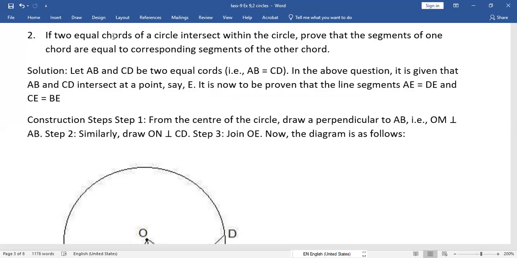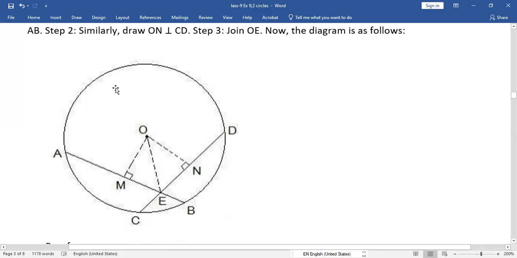What do you mean by segment? Don't get confused here. A segment is a part of a chord. Here you can see AB is a chord and CD is a chord. Here is the segment AE. We have to prove AE is equal to ED. It's a part of a chord. Don't think segment means the area between the chord and the arc of the circle. So here it is the segment of the chord, not the segment of the circle. So AE is equal to ED we have to prove, or EB is equal to EC.